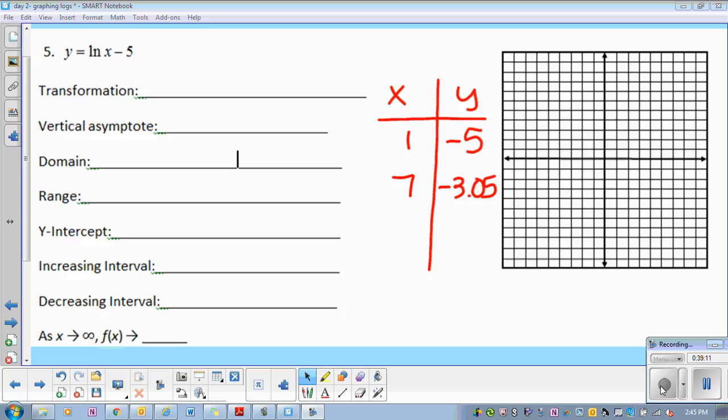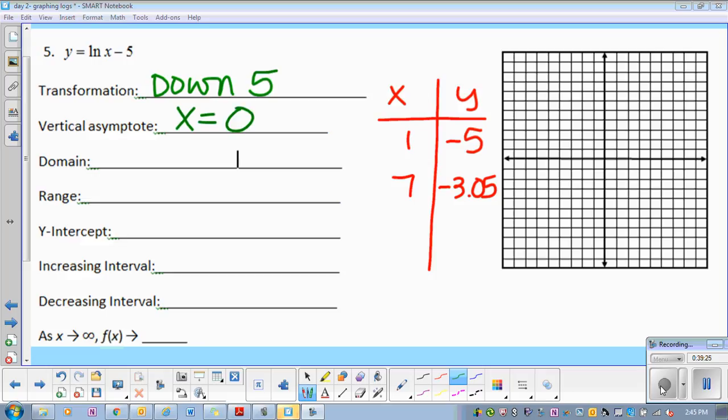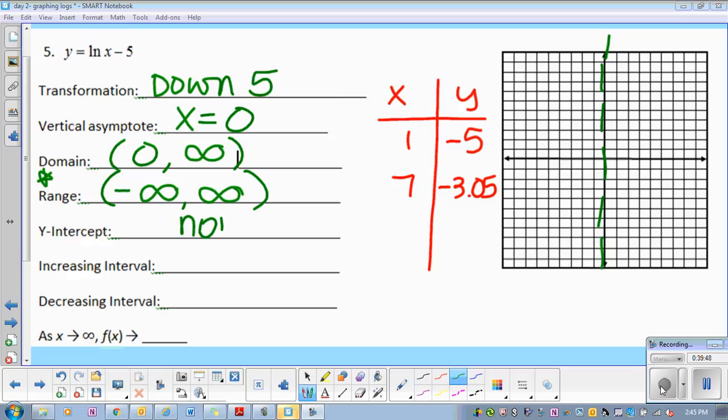Alright, so with this one, you guys have had some time. Let's check. When I graph it, I get these points. Transformation should be down 5, because this is your minus k. Your vertical asymptote is x equals 0. So your domain is from 0 to infinity. Your range, of course, is always negative infinity to infinity. Well, if x equals 0 is my asymptote, well then do I have a y-intercept? No.